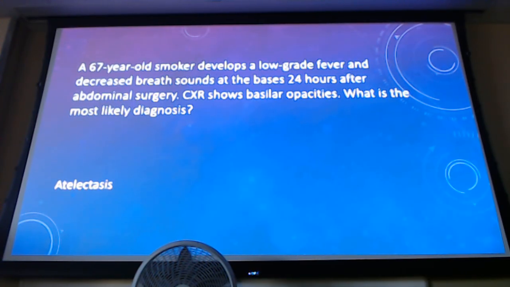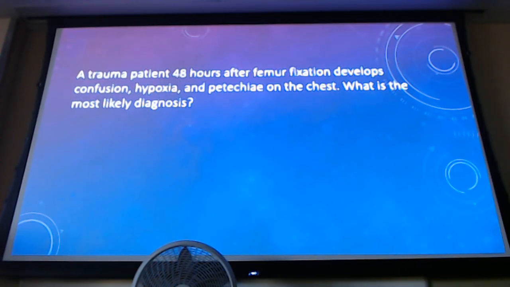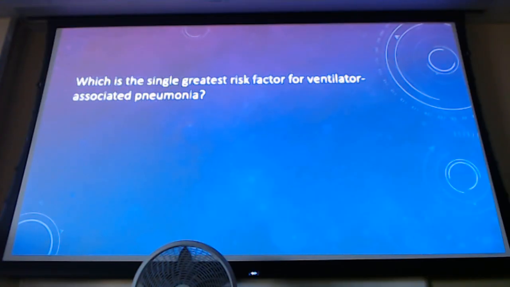Right? If it's a high fever and a high leukocytosis, okay, and they have crackles, they have an infiltrate on the x-ray, that may be the first sign of like aspiration pneumonia. Okay, but less than 24 hours after surgery, most likely is atelectasis. Okay? Alright. Trauma patient, 48 hours after femur fixation, develops confusion, hypoxia, and petechiae on the chest. What's the most likely diagnosis? Fat embolus. Good.